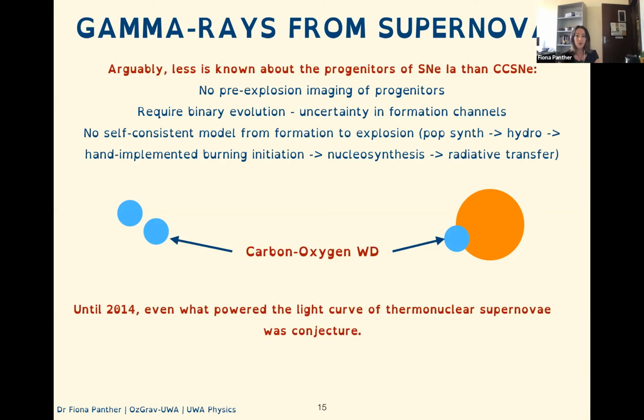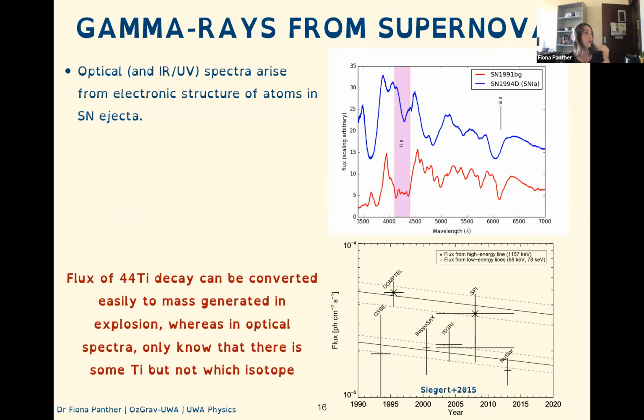So we have these two models. We have many different models for how these things explode. But until 2014, we actually didn't even know for sure that nickel 56 was powering the light curve. It was conjecture. It was a relatively good conjecture. There was a lot of circumstantial evidence, but no hard proof. So that's because generally when we look at spectroscopic observations, we look in the optical, maybe the infrared, maybe the UV.